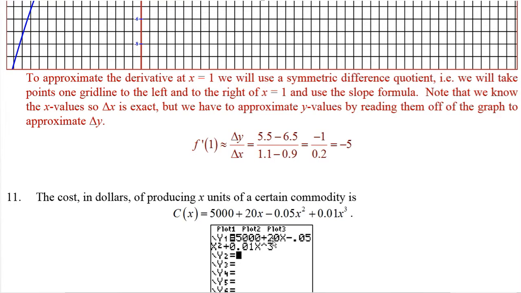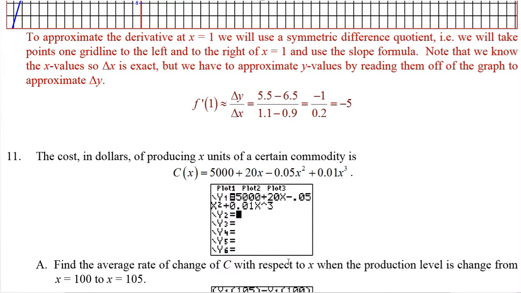Number 11, the cost in dollars of producing X units of a certain commodity is given by this formula here, which I can put in my calculator. Find the average rate of change of C with respect to X when the production level goes from 100 to 105. Well, we're just doing the slope. That's a difference quotient if we're considering 100 our point of interest. A symmetric difference quotient if we're considering halfway between 100 and 105 as our point of interest. Or if 105 is our point of interest, it's a difference quotient.